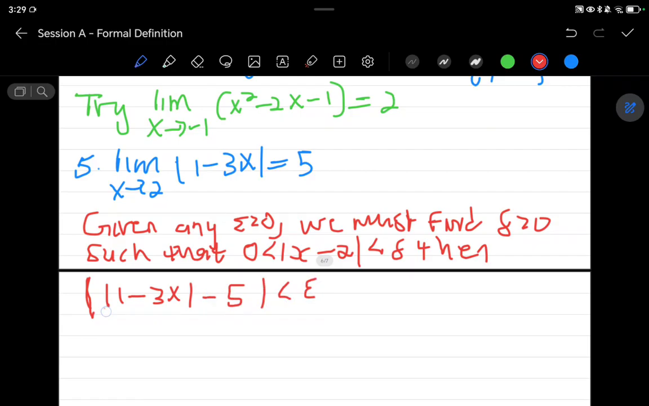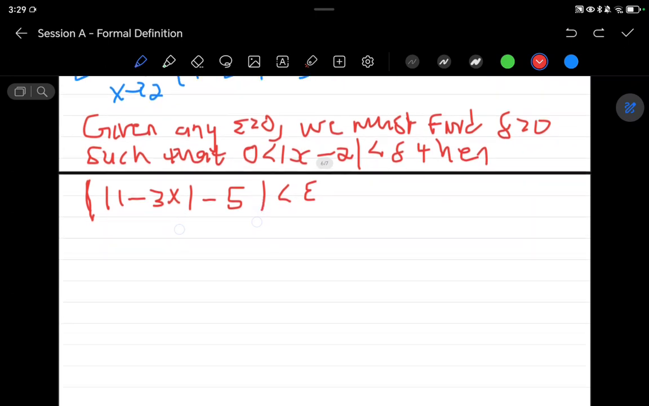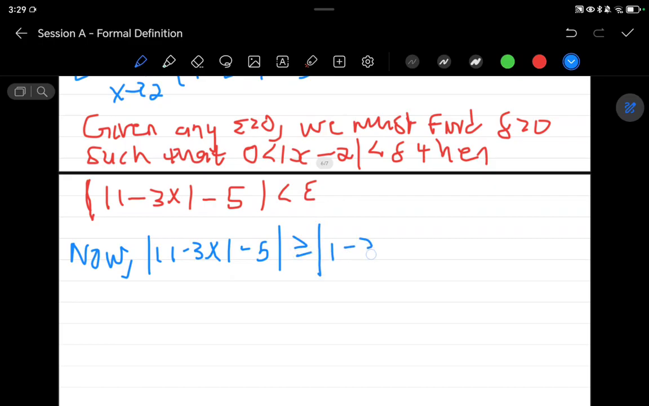Check this. I put our f of x, which is the absolute value, then I subtract 5. Same approach. Then I say that the absolute value of 1 minus 3x minus 5, this one you should always write like this: it is greater than or equal to the absolute value of 1 minus 3x minus the absolute value of 5.